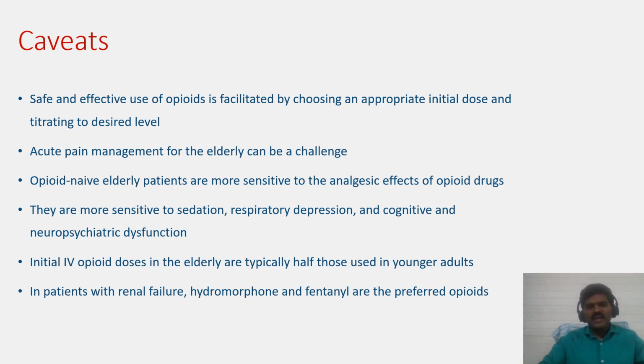The caveats in pain management: safe and effective use of opioids is facilitated by choosing an appropriate initial dose and titrating to the desired level by incremental doses. Acute pain management for the elderly can be a challenge. Opioid naive elderly patients are more sensitive to analgesic effects of opioid drugs. They are more sensitive to sedation, respiratory depression, cognitive and neuropsychiatric dysfunction due to opioids. Initial IV opioid doses in the elderly are typically half those used in younger adults. In patients with renal failure, hydromorphone and fentanyl are preferred opioids.